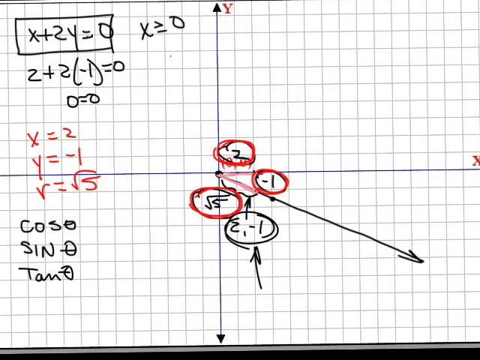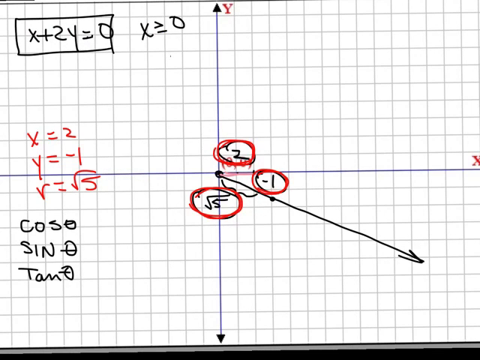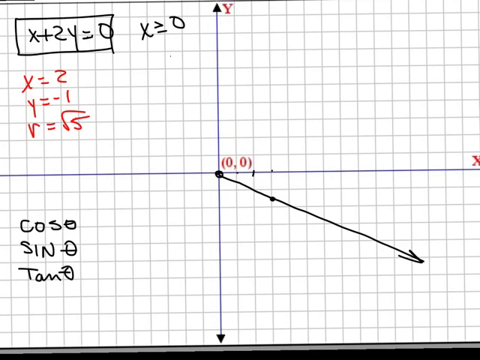rid of some of this junk here. And let's see what happens if I do that. And then we've got secant of theta, cosecant of theta, and cotangent of theta.